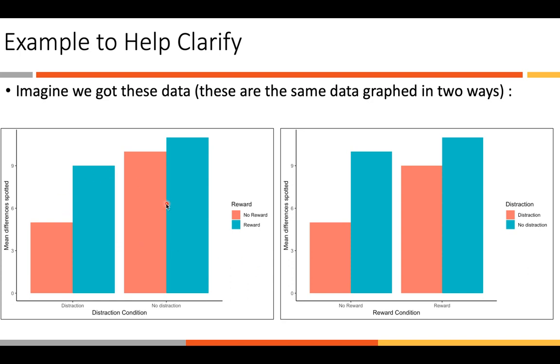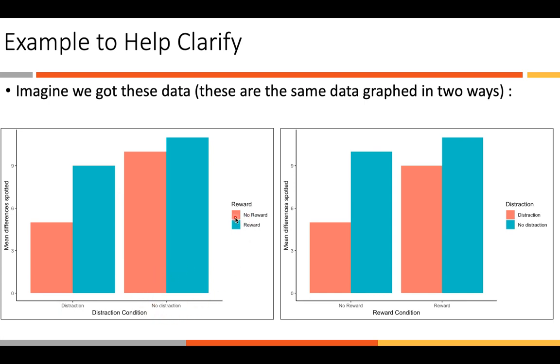So we see that we can depict this with bar graphs. You can do line graphs, you can do bar graphs. They're actually the same exact information. And we have our dependent variable. This looks like the number of items spotted, right? How accurate were you in identifying the items that were different, whether you were distracted, which is on the left, versus not distracted, which is on the right.